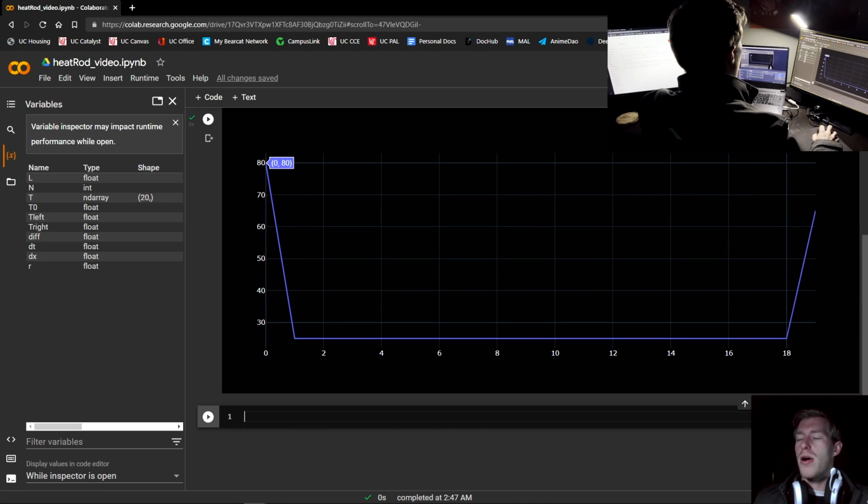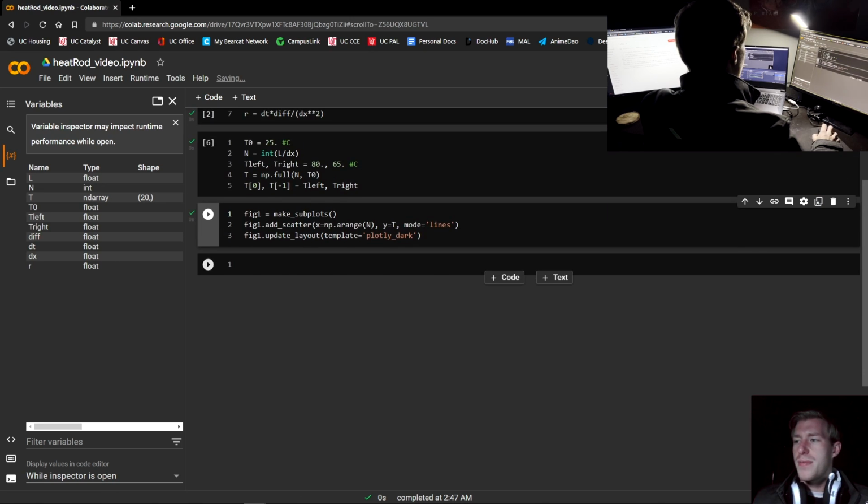You can see our bar. So the left has a temperature of 80, the right has a temperature of 65, notated by 0 and 19, which would be their indices in the array respectively, and then all the center is 25. So that's good. It's exactly what we'd expect.